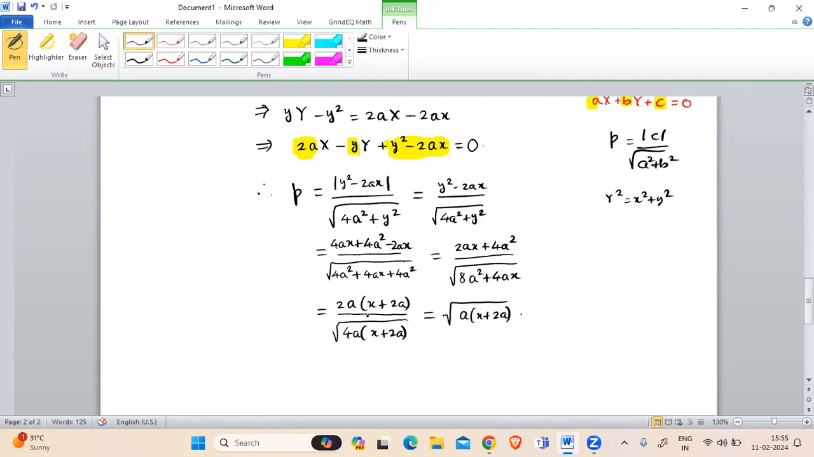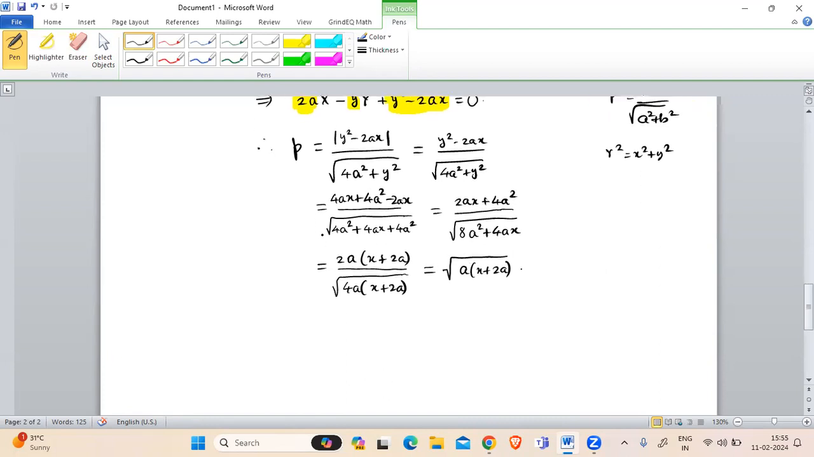Right? Now, this is what I have as p. Now what I do is I'll use this expression for p and I'll have to eliminate x. For that, I'll use this expression again, which is r square equal to x square plus y square, and simplify further. Okay. So now I'll use this expression, r square equal to x square plus y square.